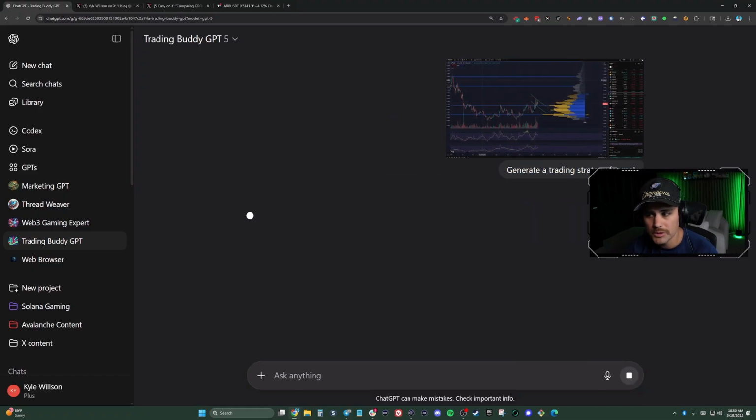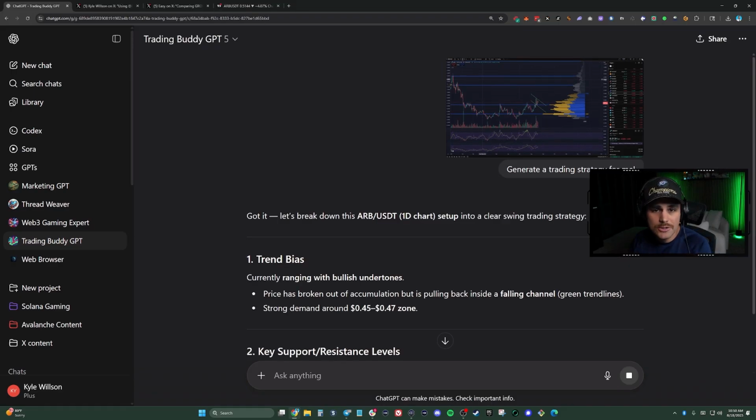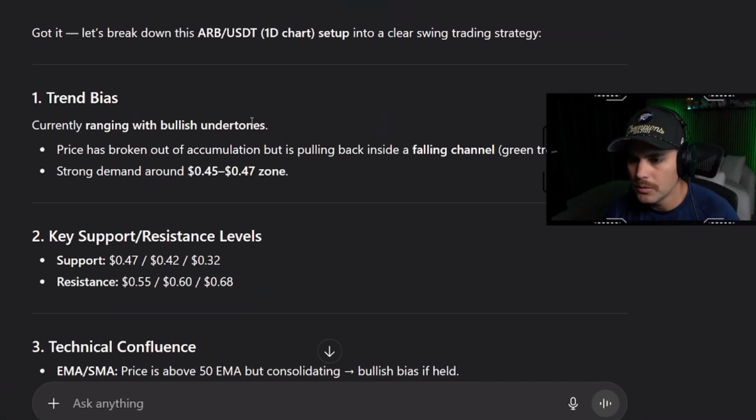Now you can get more specific with this, say I want to do a swing trade. So generate a trading strategy for me around, let's say, a swing trade or a daily swing trade or a week swing trade. So you can define your parameters a little bit more, but this is how I use it for ease of use. This is a good way to just start. It'll give you a breakdown.